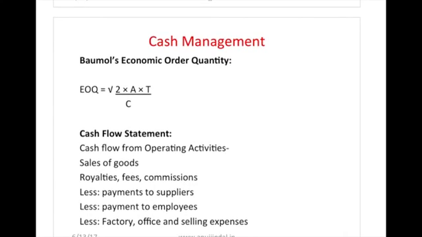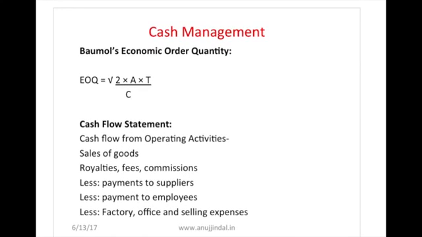The next is cash management. We've not talked about this in the course that we have, but let's talk about economic order quantity very briefly. Baumol's economic order quantity is equal to under root of 2AT by C, where A is annual or monthly cash disbursement, T is fixed cost per transaction, and C is opportunity cost per rupee per annum or per month. And we get economic order quantity using this formula.